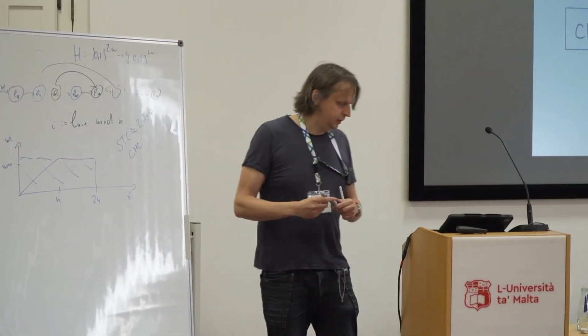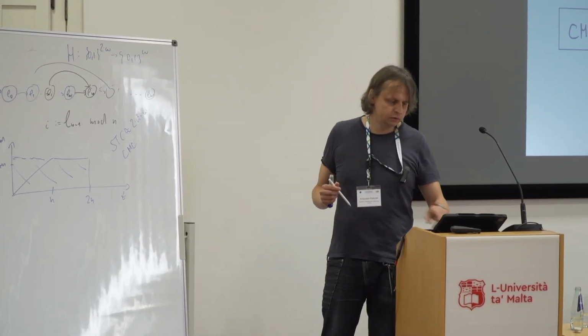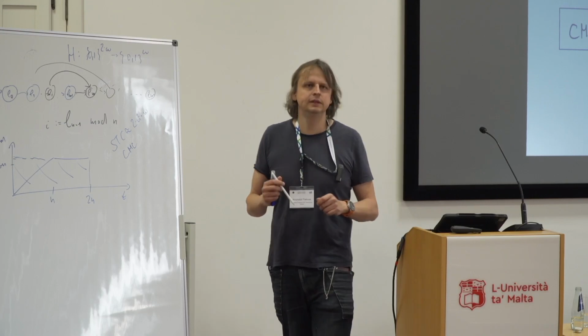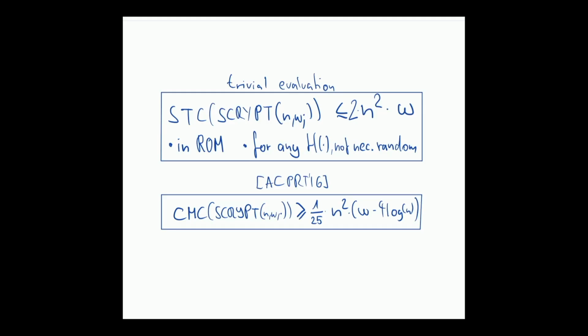This was actually even the best paper at Eurocrypt 2016, which really showed that the cumulative memory complexity for scrypt is indeed n squared times w. There is a little bit of stuff here. It's not w, it's w minus something small, something logarithmic in n. I hope this will become clear later, as I show you how these proofs actually work.